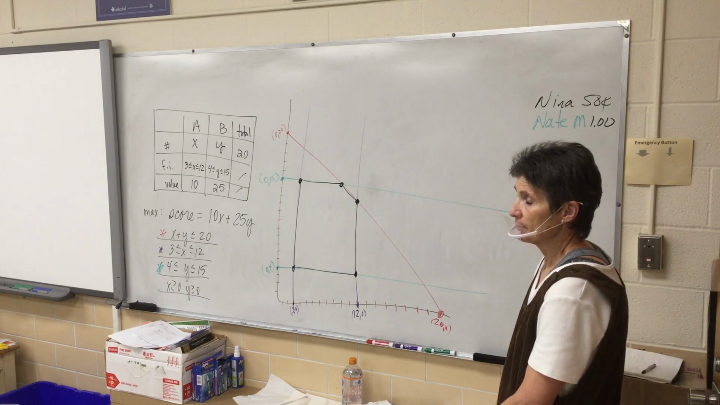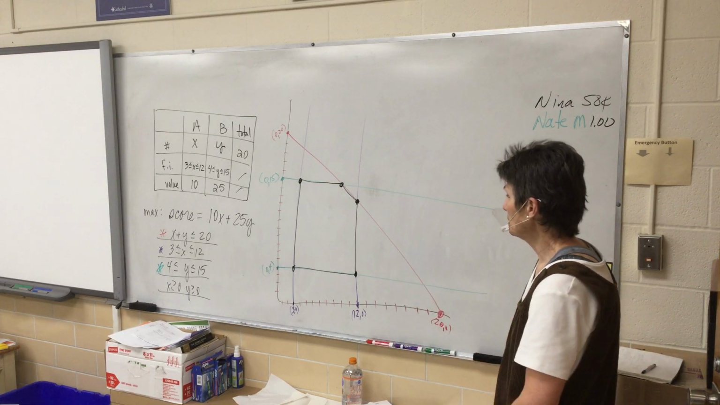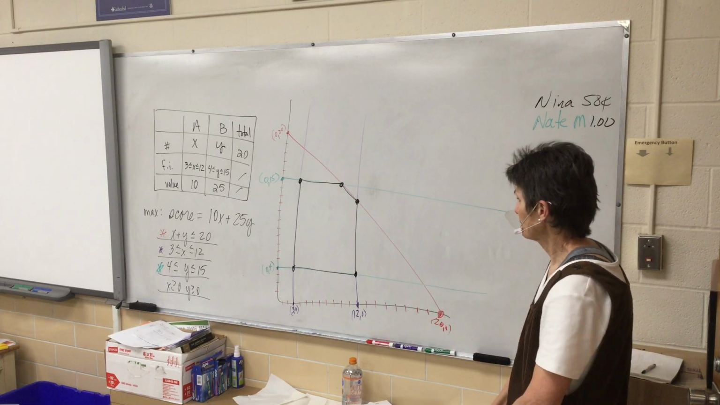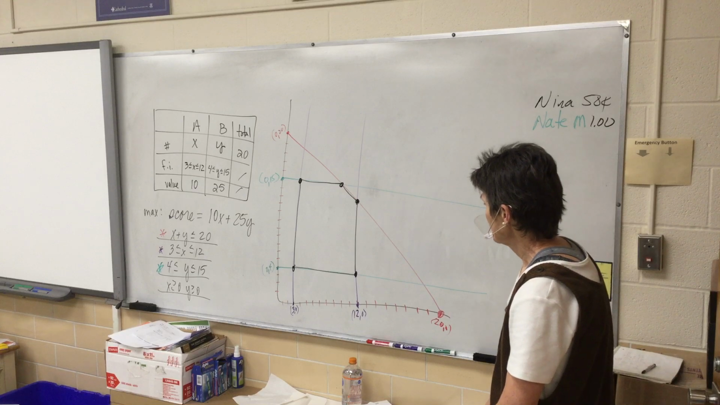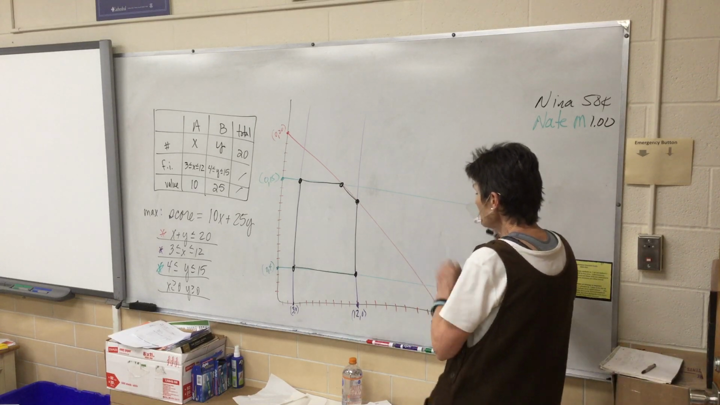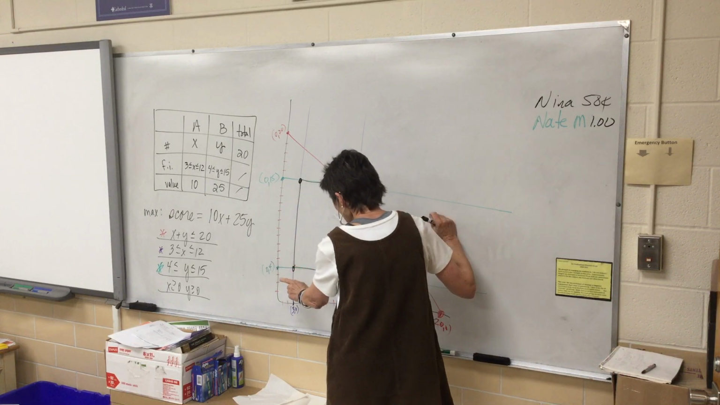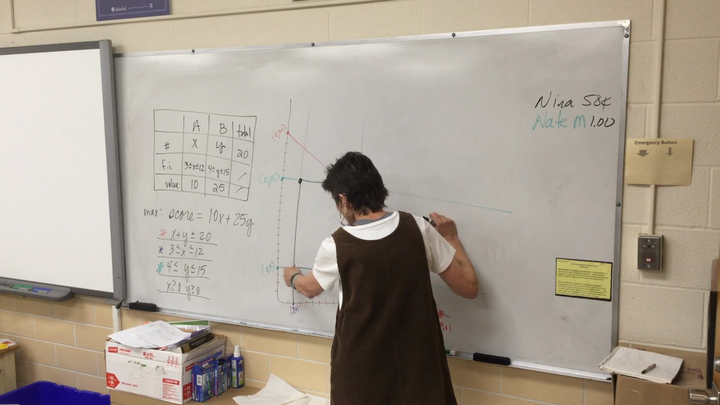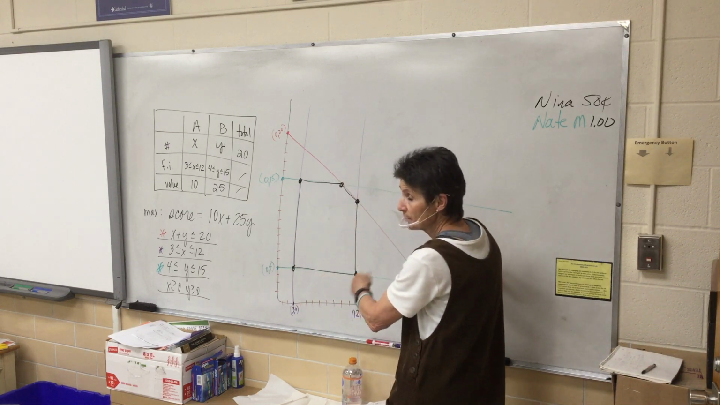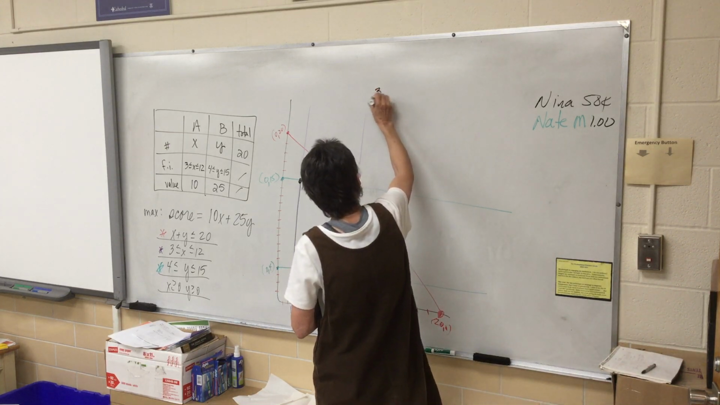Under the red, between the purple, between the green. Now, some of these points are incredibly easy to identify. This one right here is 3, 4. Would you agree with me? So one of my points is 3, 4.